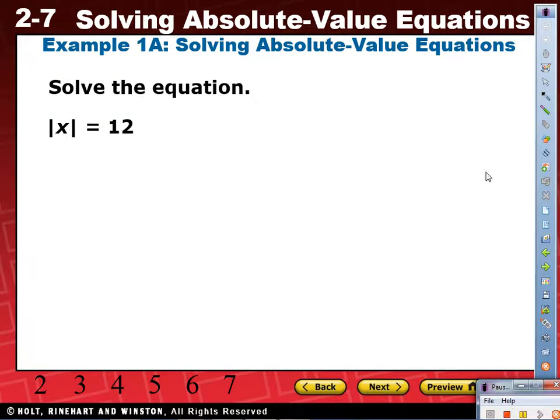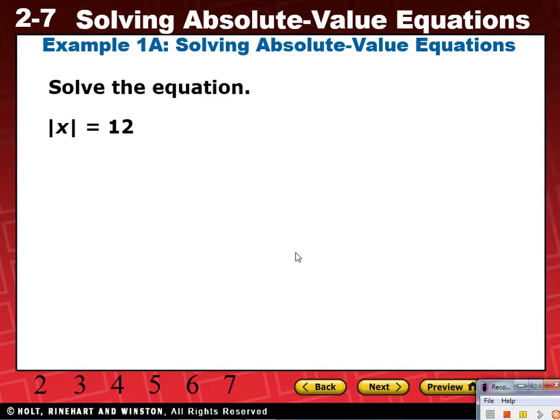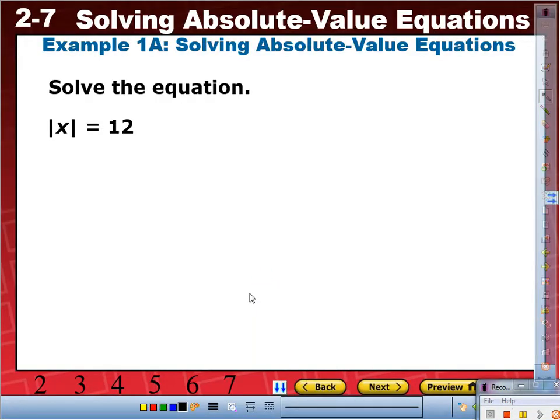Okay, here we go. Everybody look up. Focus. Guys, eyes up here. By looking at it, it's asking, what number is 12 steps away from 0? What would you say? 12 and negative 12. So we write whatever's inside the absolute value: x equals negative 12 and x equals 12. Remember, we have to make one that's negative and one that is positive.